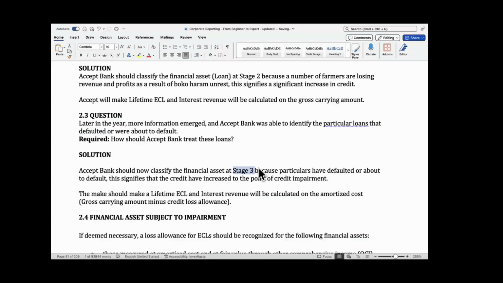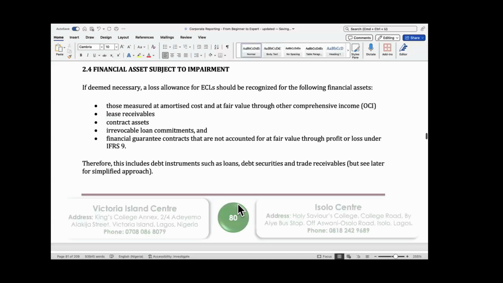Immediately, stage 3, because the fact that they have defaulted signifies that the credit risk has increased to the point of credit impairment. So this one will still make lifetime ECL, and interest will be calculated on amortized cost, which you can also call net carrying amount, which is your gross carrying amount minus your credit loss allowance. Okay, so that is that for that question.